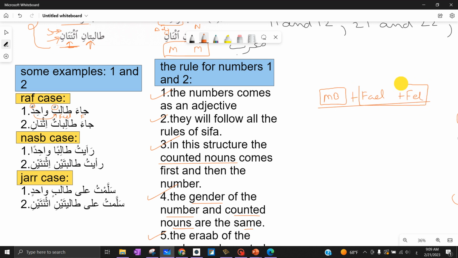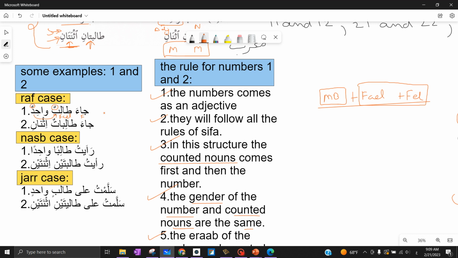If you have your fa'il and fi'l, that means your jumla fi'liyya is complete. Sometimes there is maf'ul bihi, sometimes there is not. Maf'ul bihi is extra, so you need not worry about the maf'ul bihi here. If you have the counted nouns, know that if the number is 1, then it should be coming as a sifa for talib. Wahid is coming as a sifa for talib.